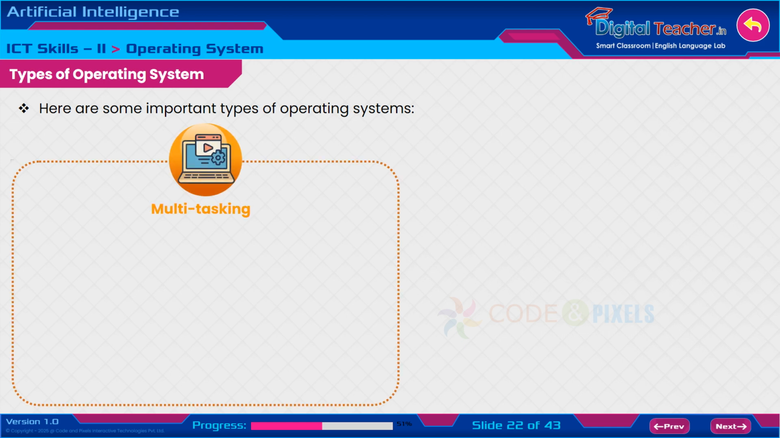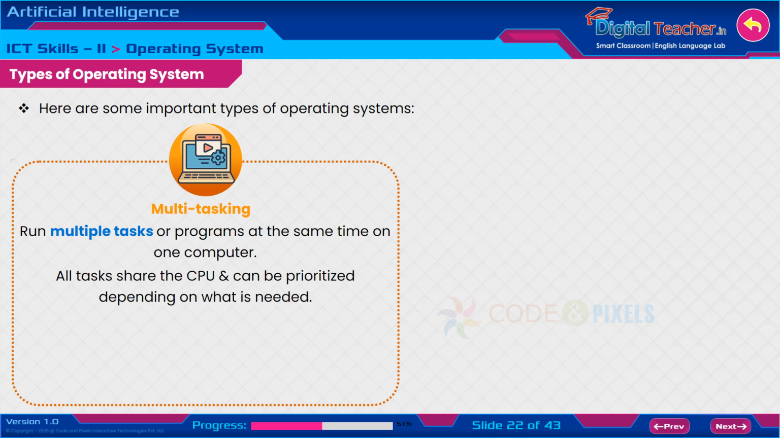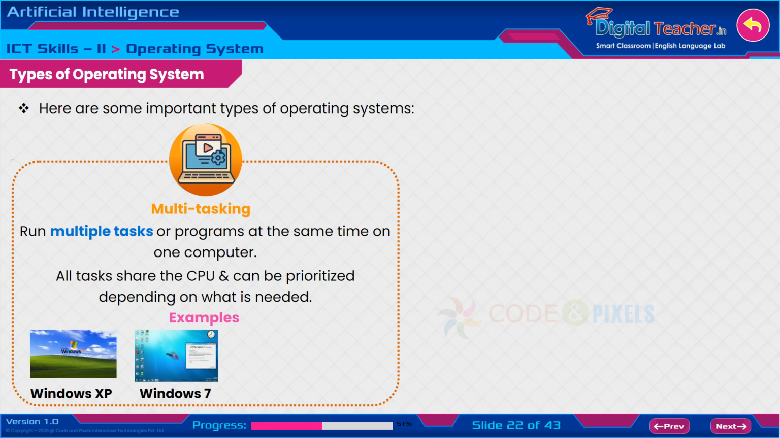Multitasking operating system. A multitasking operating system lets you run multiple tasks or programs at the same time on one computer. All tasks share the CPU and can be prioritized depending on what is needed. Examples include Windows XP, Windows 7, Unix, and Linux.